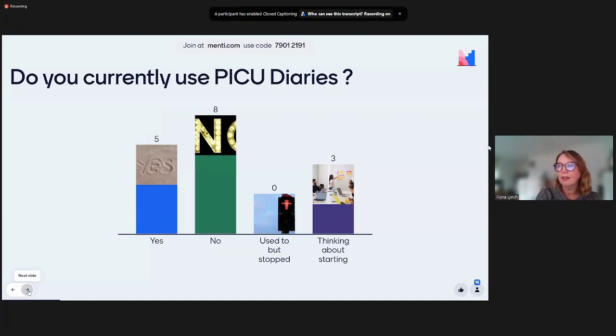So we can see for the 16 of you that have responded, and hopefully a few more of you may contribute, it looks like the majority don't use diaries. I'll give it another 10 seconds, just to give you the opportunity to contribute. So 50% so far do not use diaries. With my very quick maths, I think that means about 33% do use diaries, and a proportion of you are thinking about it. Okay.